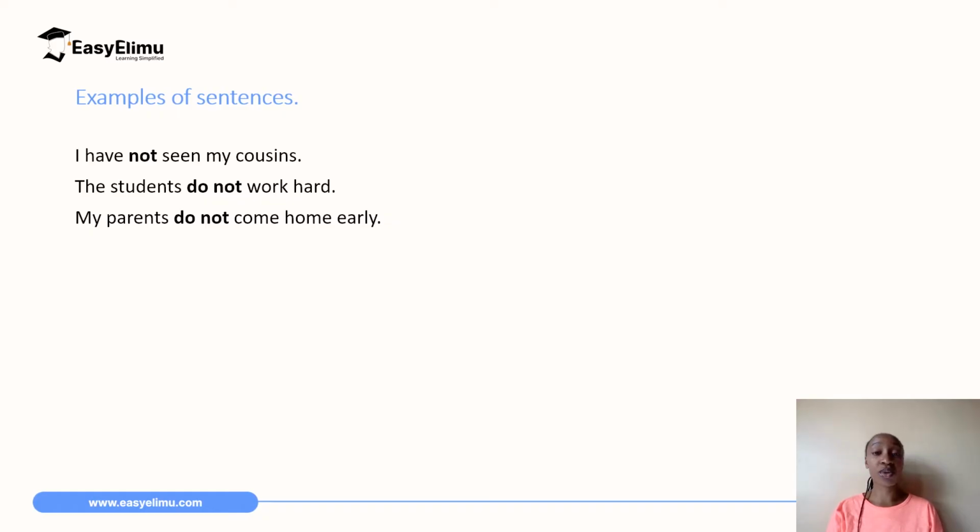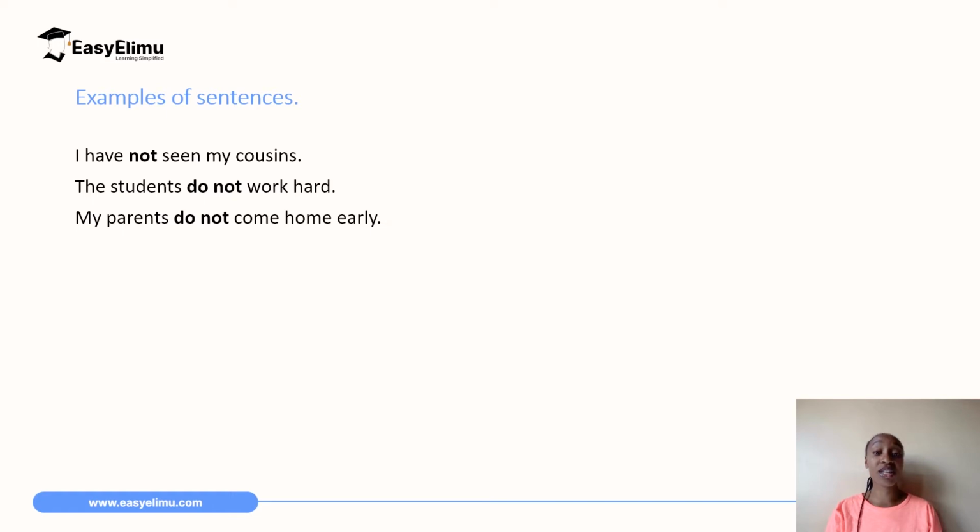So the first one was, I have seen my cousins. That is in the affirmative. So in the negative, it is, I have not seen my cousins. So the word not there has been used to show that it is now a negative sentence. It has been used to show negation.